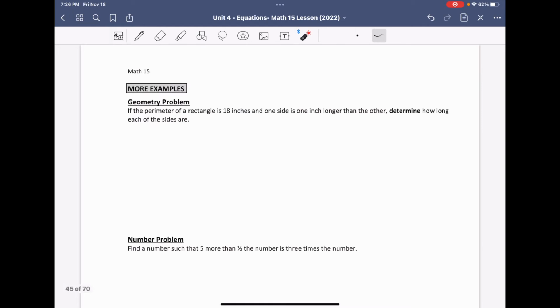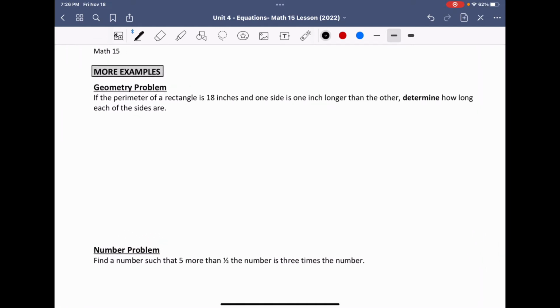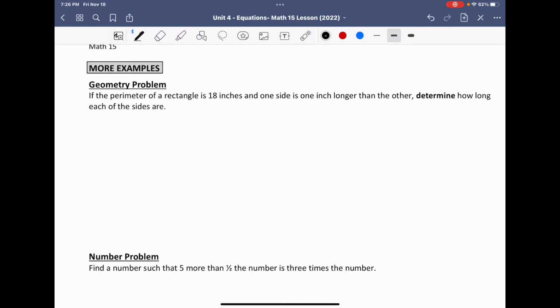Okay, so let's try a couple examples of our own, because those are some examples that were explained, but we want to derive our own equations from our own examples. So suppose we look at this problem here. It's a geometry problem that says if the perimeter of a rectangle is 18 inches and one side is 1 inch longer than the other, determine how long each of the sides are.